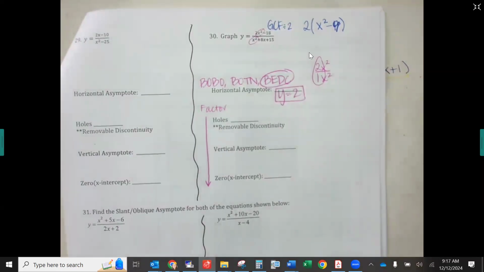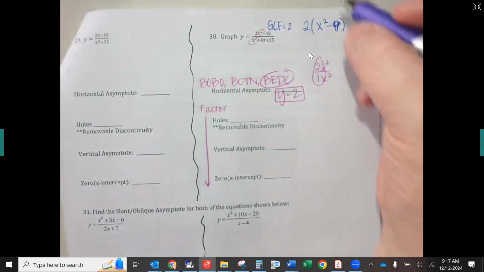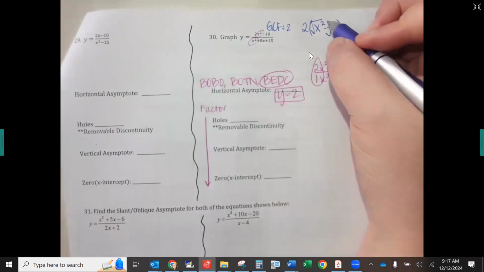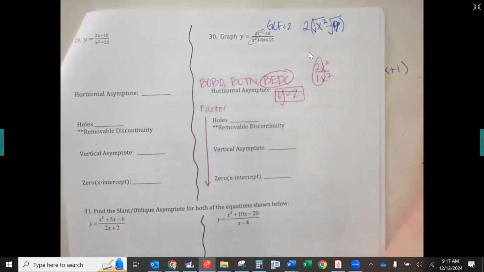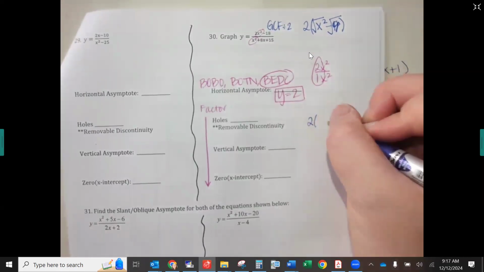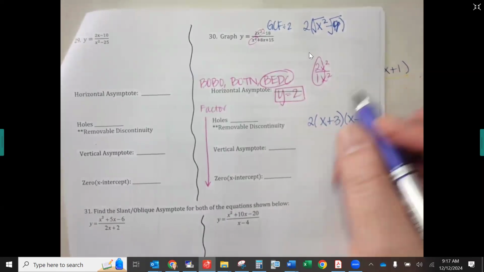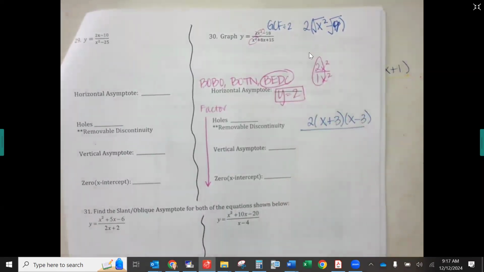This is now a perfect square. What is the square root of x squared? And then the square root of 9 would be plus or minus 3. So it's going to be 2 times x plus 3, x minus 3. Okay, that's the top that we took the 2 out, then we did perfect squares.